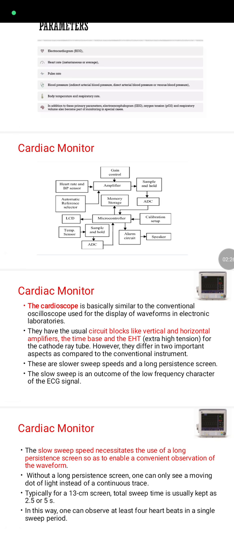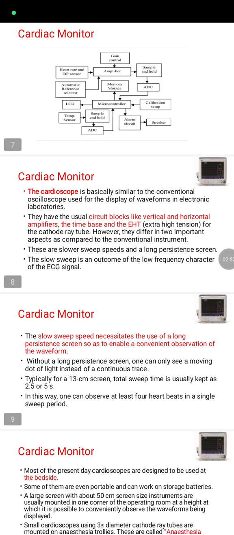This block diagram shows the important components of a cardiac monitor, which consist of heart rate and BP sensor, automatic reference selector, amplifier, sample and hold circuit, memory storage, analog to digital converter, microcontroller, temperature sensors, LCD alarm circuit and speaker. The cardiac monitor or cardioscope is basically similar to a conventional oscilloscope used to display the waveform in electronic laboratories.